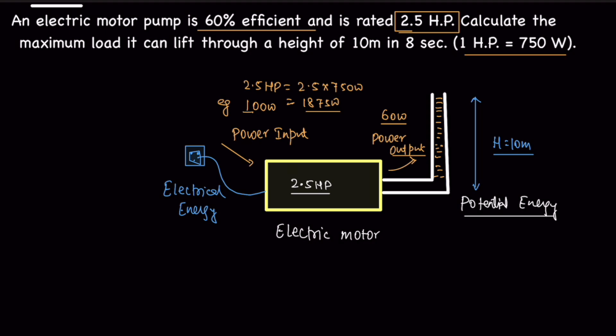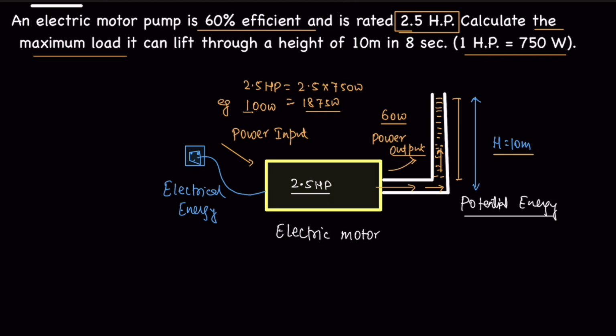Now what will happen if we have to find the power output? Why we need to find the power output, that is also a question, because we have to find the maximum load. So maximum load means what? See, when we use the electric motor, it will start throwing out the water, and this water will reach a certain height which is given as 10 meters. As we know that if there is water, it must have a certain mass. So we have to find what mass of water this motor can lift if it reaches the height of 10 meters.